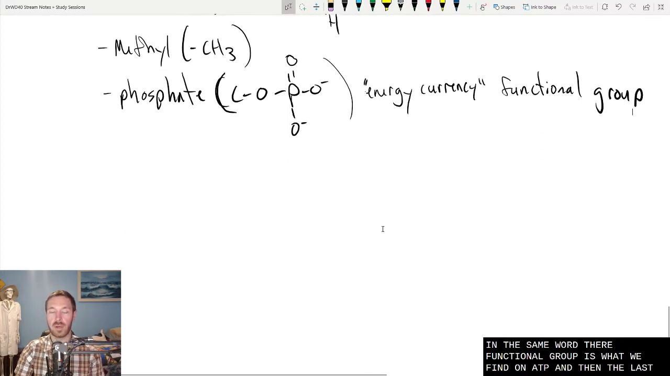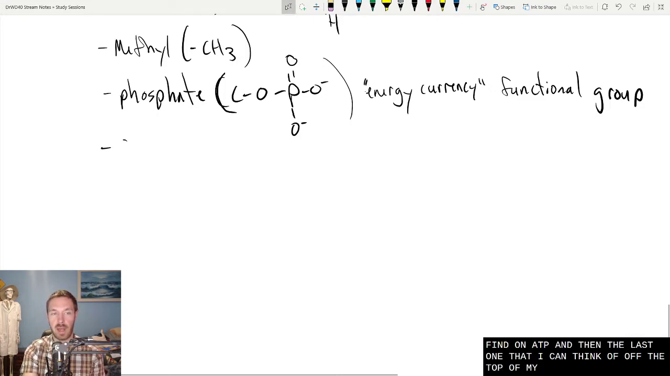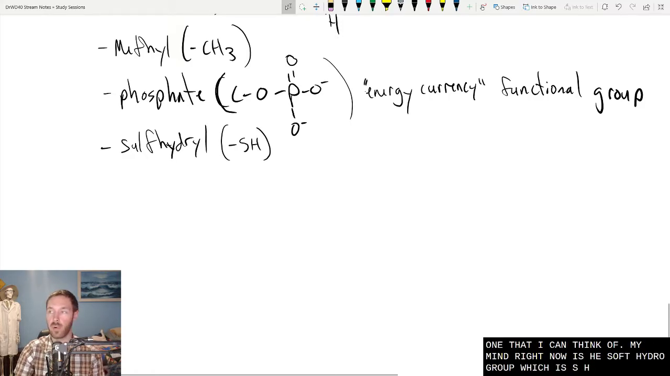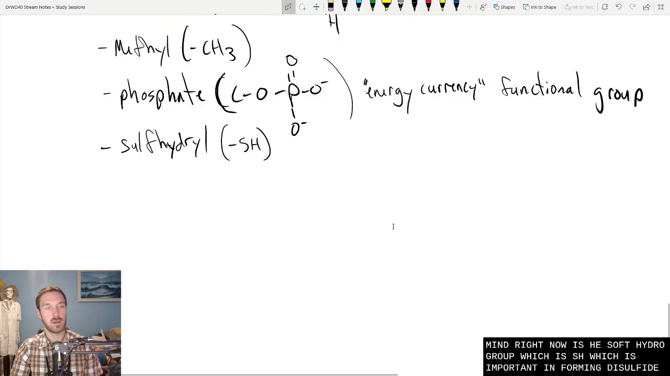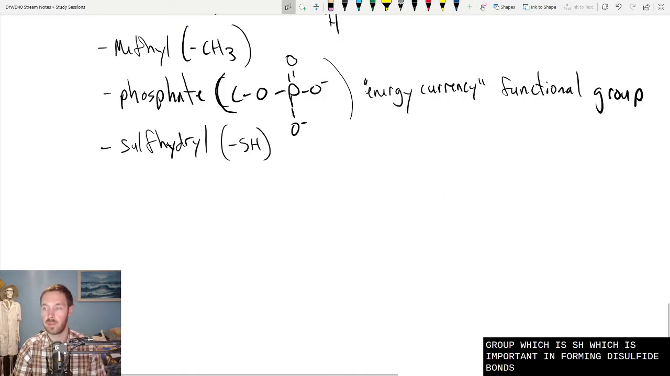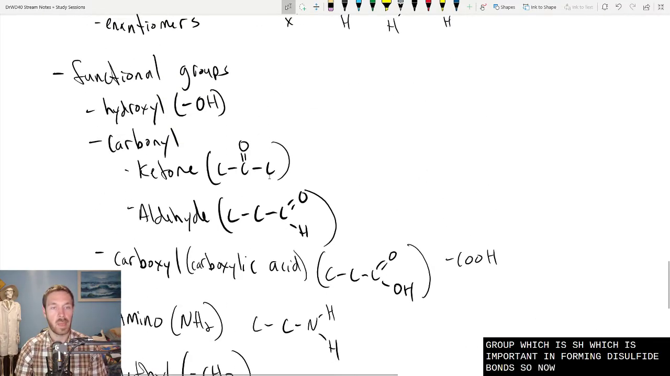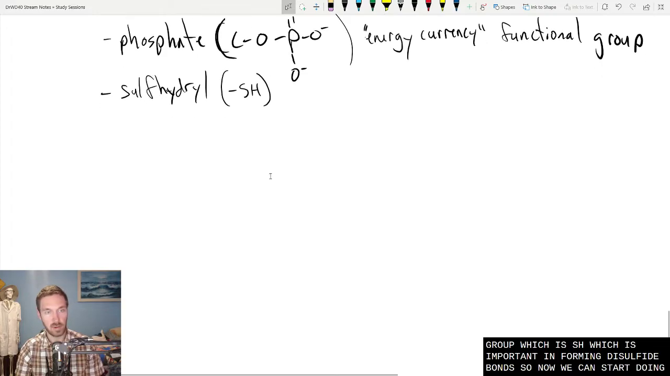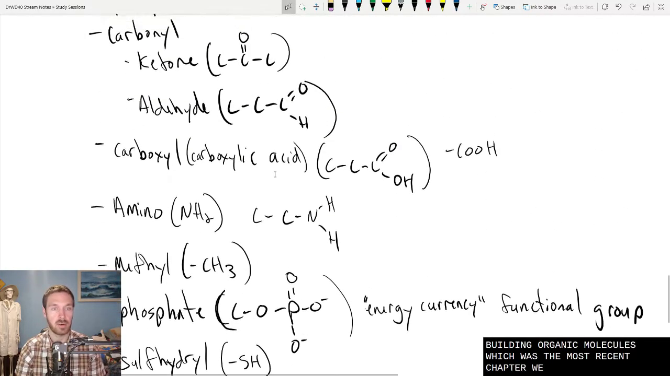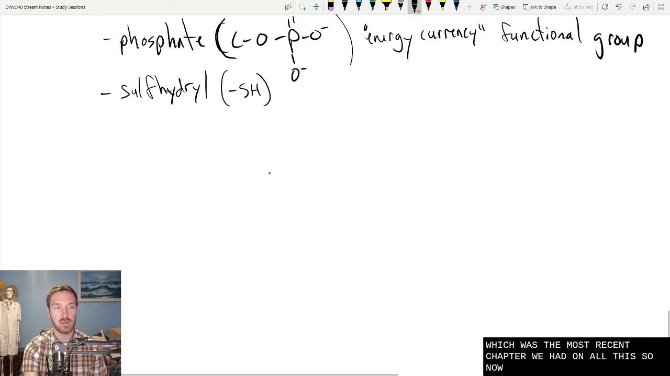And then the last one that I can think of off the top of my mind right now is the sulfhydryl group, which is SH, which is important in forming disulfide bonds. So now we can start doing different reactions and building organic molecules, which was the most recent chapter we had on all this. So now let's talk about macromolecules.